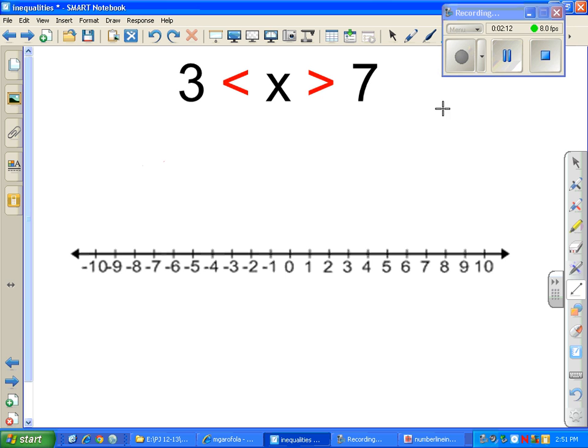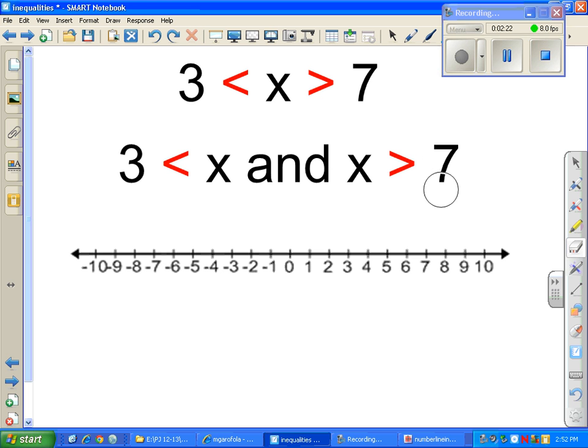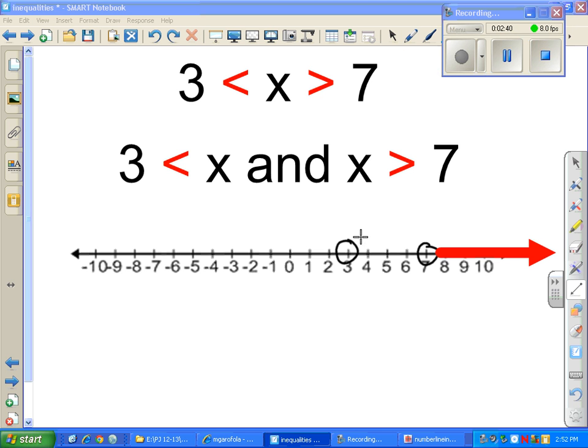What about if it looked like this? Okay, here we have 3 is less than x, and x is greater than 7. So if we broke it apart, it would look like this. Basically saying that x is greater than 3 and x is also greater than 7 at the same time. So let's look at that on a number line. So we know what x is greater than 7 looks like. It looks like this. And x is greater than 3 looks like this.